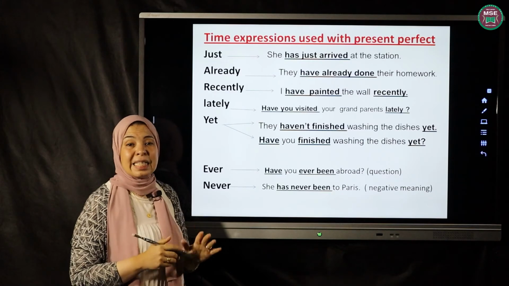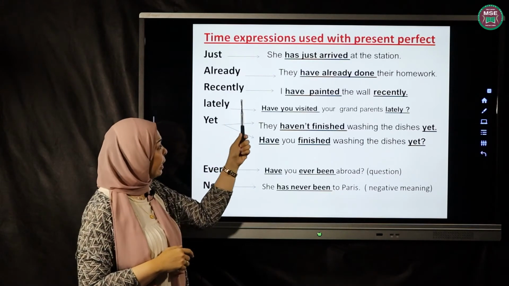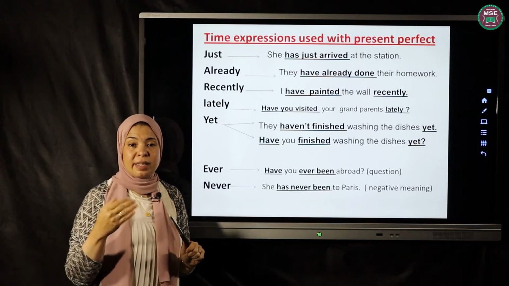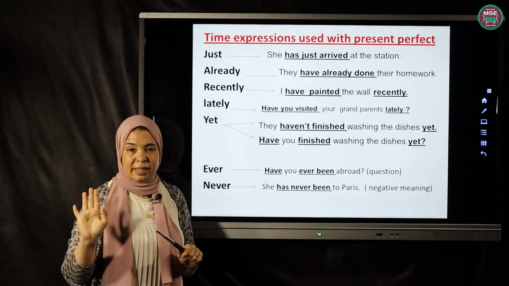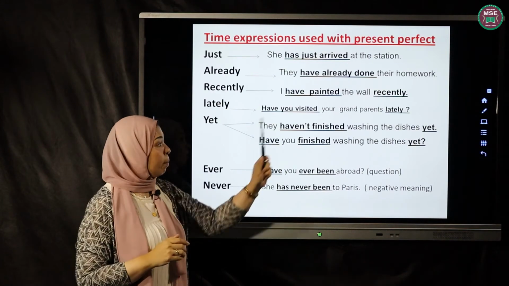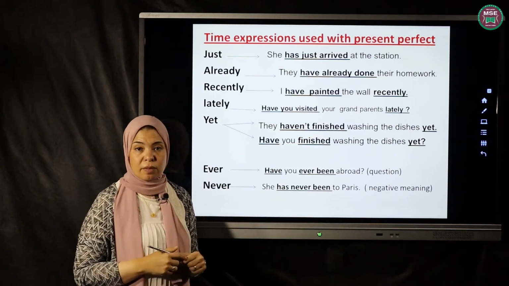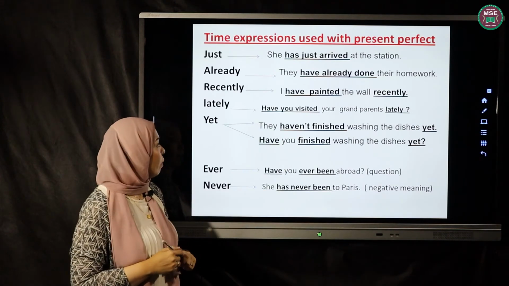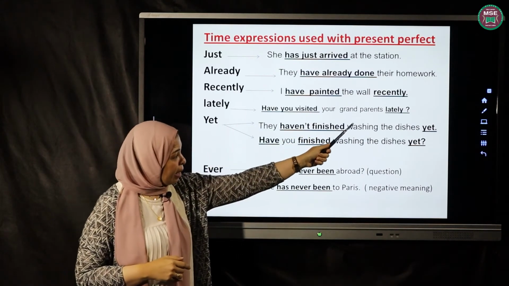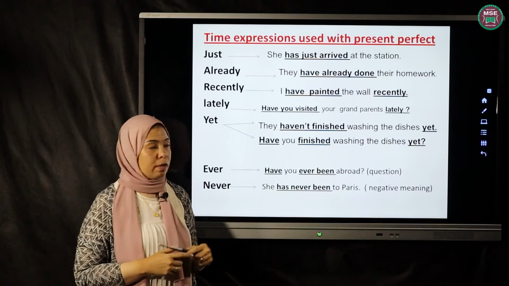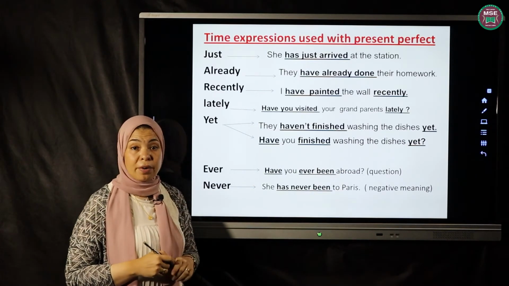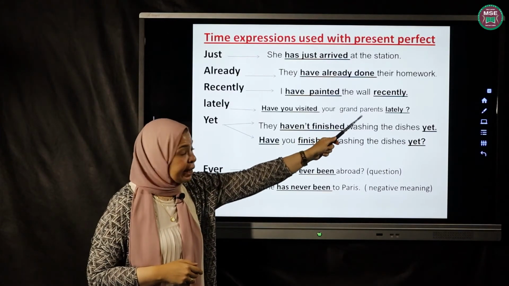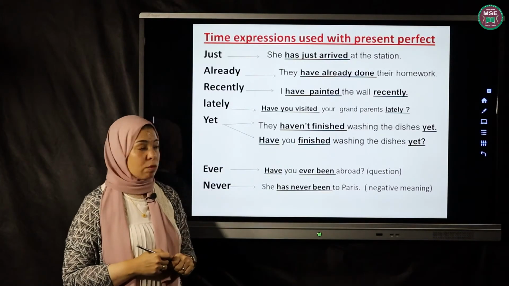The third one is recently. I have painted the wall recently. What does it mean by recently? Recently means short time ago. Recently, I've just. It's the same meaning. But recently, I have to use it by the end of the sentence. So I have painted the wall recently. Lately, the same as recently, comes at the end of the sentence. Have you visited your grandparents lately? Okay, so recently and lately, I use them by the end of the sentences.